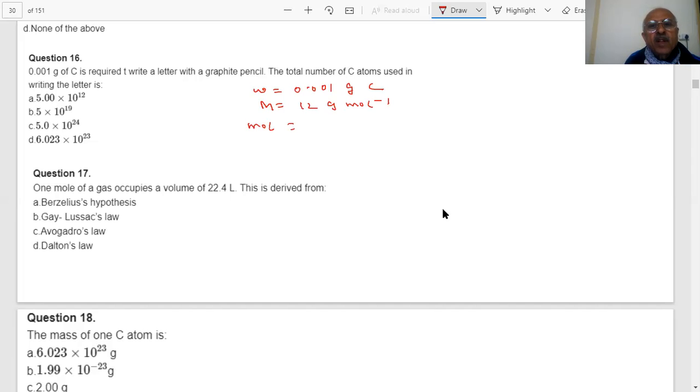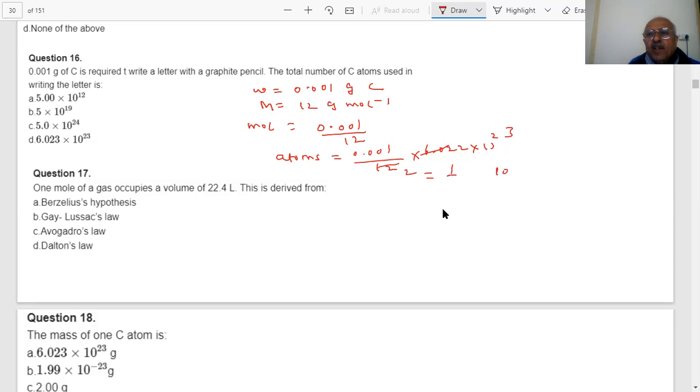So how many moles? Sir, B part, 5 into 10 power 19. So many moles, and then you want to calculate atoms. 0.001 divided by 12 into 6.022 into 10 power 23. What is the answer then? Sir, B part, 5 into 10 power 19. B part is the correct answer.